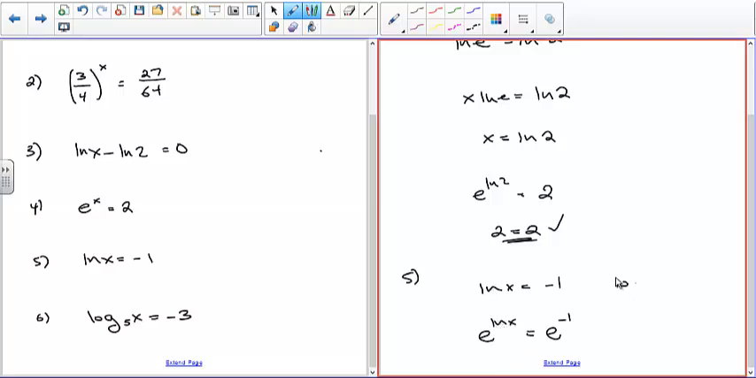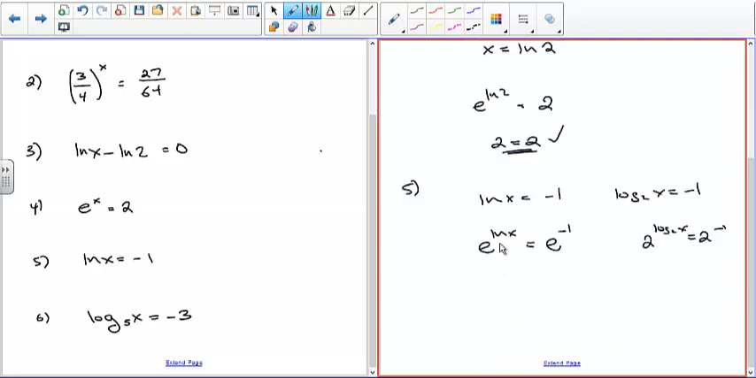So if I had log base 2 of x equals -1, I'd have 2 to the log base 2 of x is equal to 2 to the -1 power. So you have the same base. When you have the natural log, you want to have e as the base. e is 2.71828. Okay, e to the natural log of x is x, so you get x equals e to the minus 1, which is 1 over e.